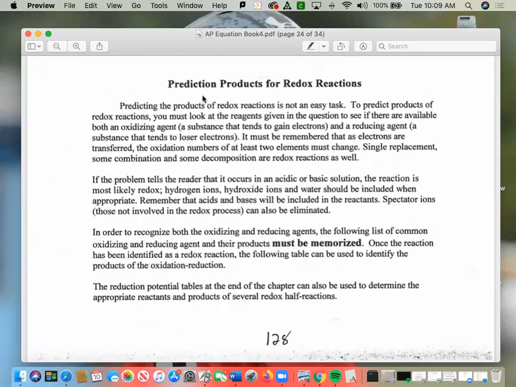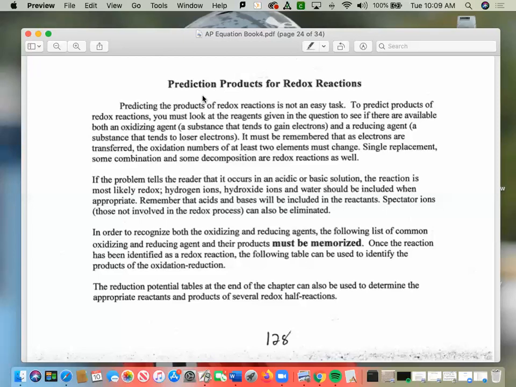So it does say in here, predicting the products is not an easy task. To predict the products of redox reactions, you must look at the reagents given to see if there are available oxidizing and reducing agents. Oxidizing agent, the thing that's being reduced, gaining electrons. Reducing agent, something that's being oxidized, or losing electrons. What a loser. It must be remembered that electrons are transferred so that the oxidation numbers of at least 2 elements must change. Single replacement reactions and some decompositions also fit this bill, but we won't see any of them.